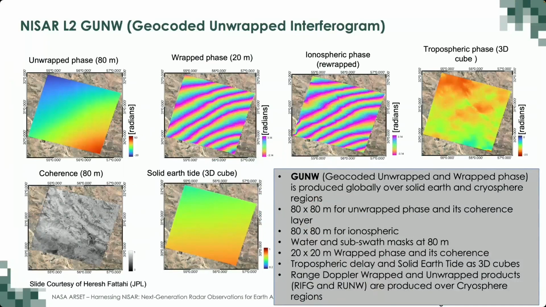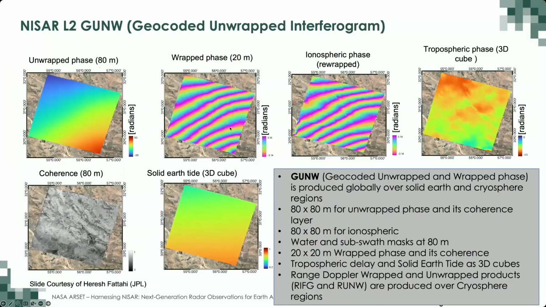So the NISAR level 2 GUNW file is an HDF5 file like all the other NISAR products, and it has multiple layers inside of it. So these are some of the key layers. There's an unwrapped phase layer. That's the actual unwrapped phase. It's at 80 meter resolution. Looking down below that, we have the interferogram coherence. That's also for the unwrapped phase. That's also 80 meters. Then there's a wrapped phase.